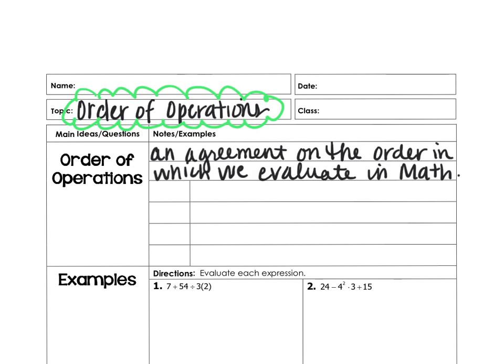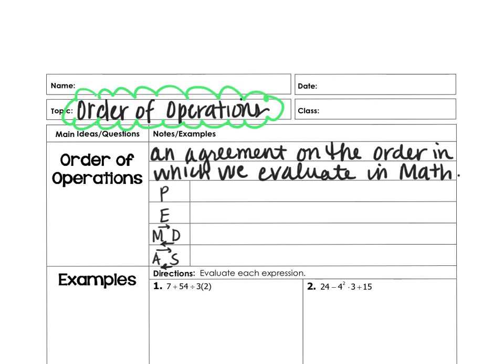Welcome to Lesson 8, the Order of Operations. The order of operations is an agreement that was made by mathematicians way back when on the right order, the correct order in which we evaluate in math. So they sat down and they came up with this order, and we all adhere to it so that all answers come out the same. So what is that order?